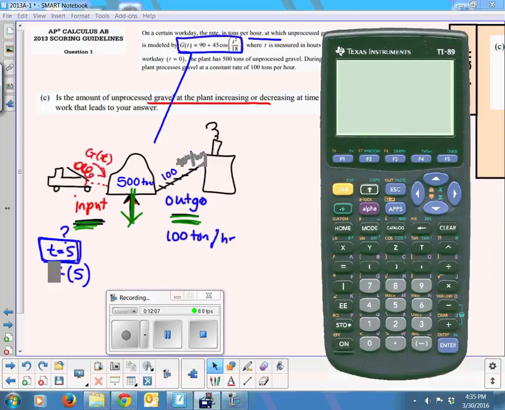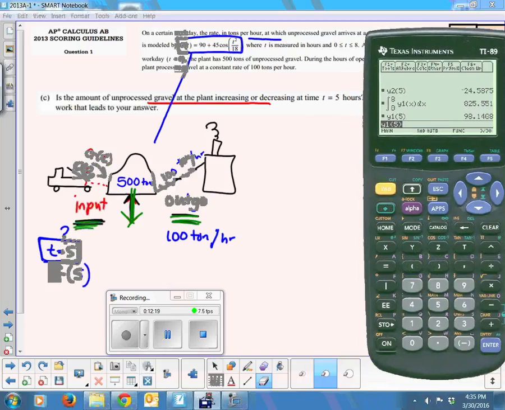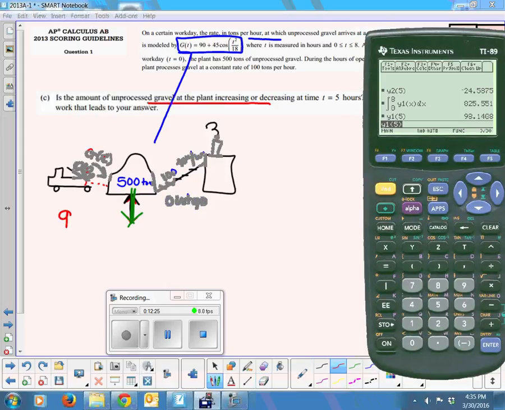So I'm going to go to my calculator and say, clear, what is y1 of 5? And boom, 98.14. So we know it's coming in at 98.14. I better not lose a point for a decimal. And it's going out at 100 tons per hour. So you tell me, is the pile growing or shrinking? It seems that if it's coming in at that and going out at that, the pile is growing. No, shrinking, duh. Yeah, because it's being processed faster than it's coming in.